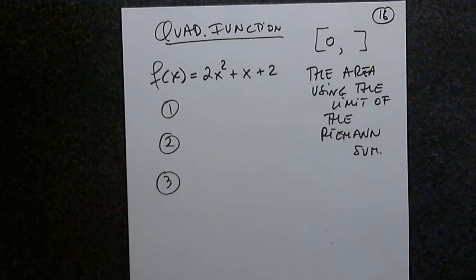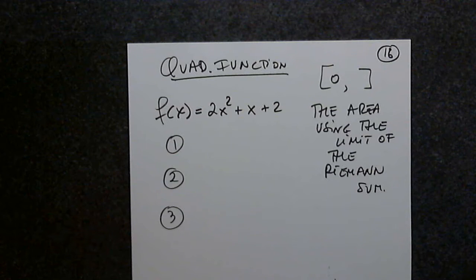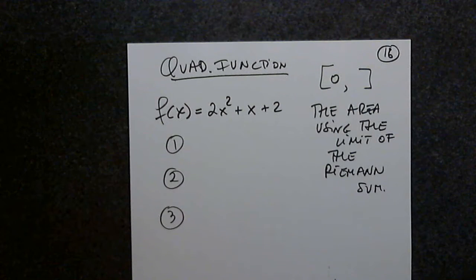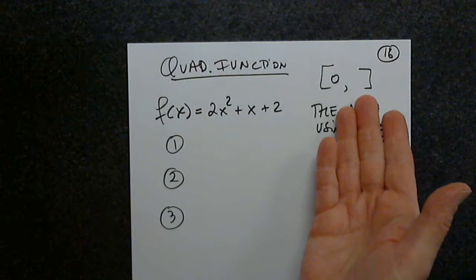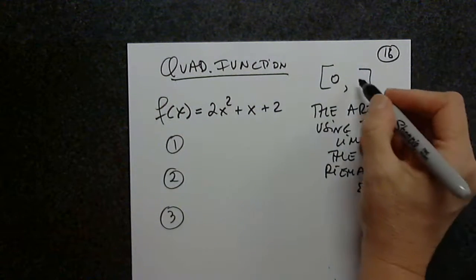Which interval would you like to choose? Let's start with a simple interval like 0, comma. It doesn't matter what it is, but starting at 0, it will make a big difference. 0, comma, what would you like? 5 it is. Perfect.